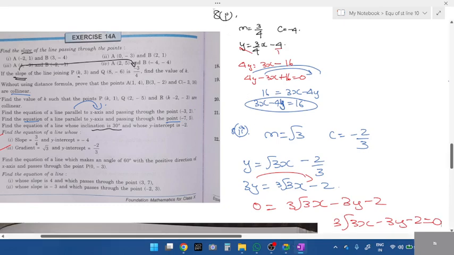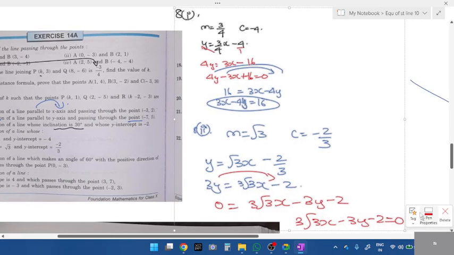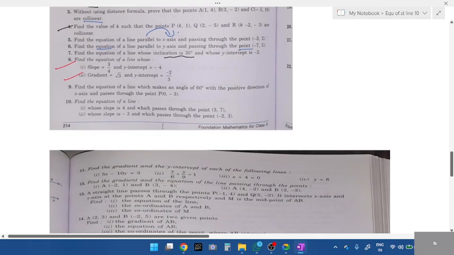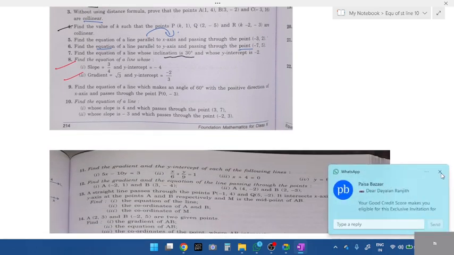Shall we try the next one? All of you are done? Completed? Joanna, Charisha, Lemula, Diyashri, done? Okay, next question, students. See, 8th, 9th and 10th are the same. 9th and 10th, it's the same.